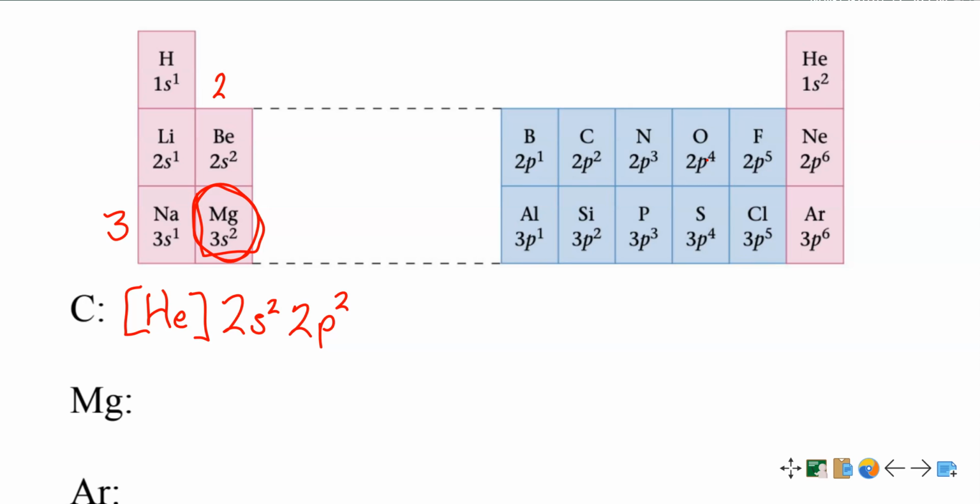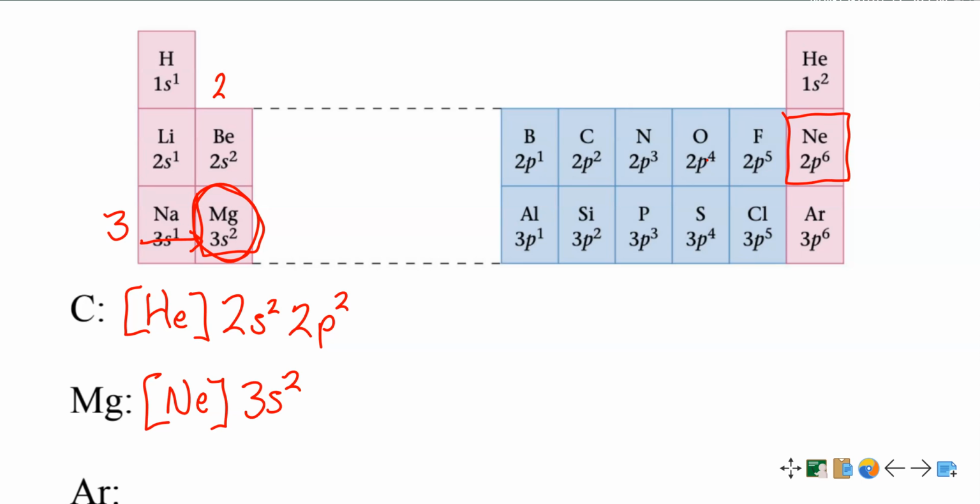Now, the last filled energy level before magnesium, and the way I know it's a filled energy level is I look for the noble gas. The last noble gas before magnesium is neon. So that is my core, neon. Then I include everything on top of neon to get the electron configuration for magnesium. So 3s1, and then I end up at 3s2. I don't go past 3s2.